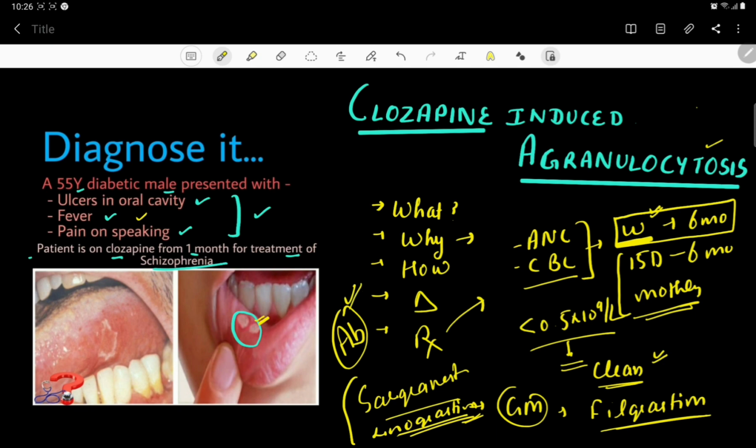There are some other preventive measures for the disease: any other drug that is causing agranulocytosis, like valproate and carbamazepine, should be avoided along with clozapine. So this was all about clozapine-induced agranulocytosis.